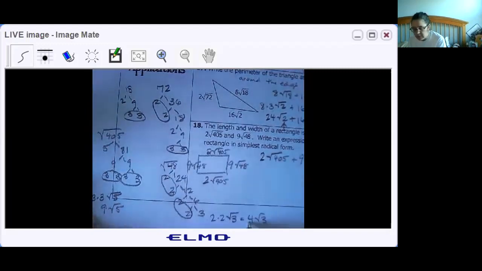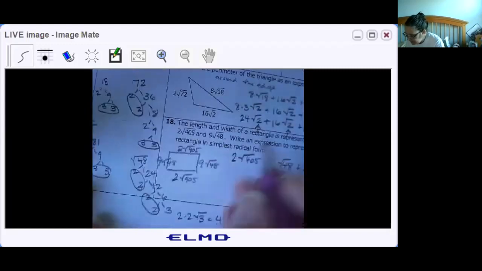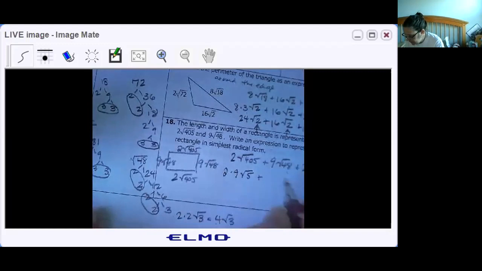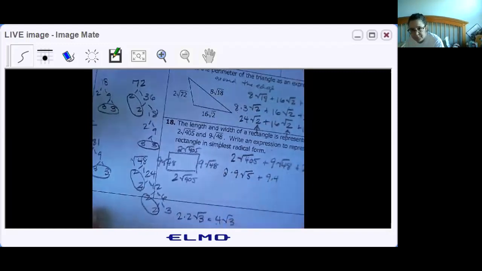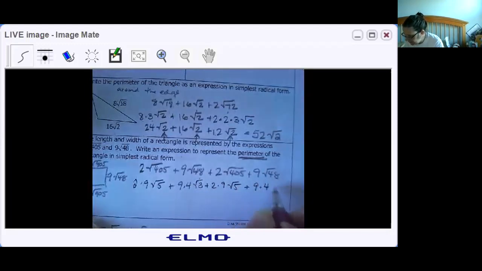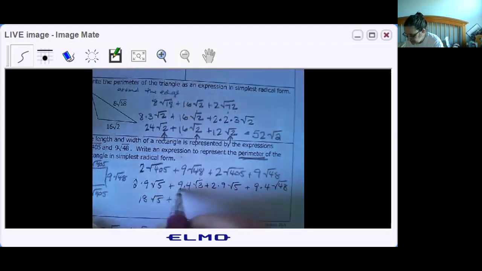Now let's take these two and put them back into our problem. This becomes 2 times 9 times the square root of 5 plus 9 times 4 times the square root of 3 plus 2 times 9 times the square root of 5 plus 9 times 4 times the square root of 3. All right, now we've got 18 times the square root of 5 plus 9 times 4 is 36, 36 times the square root of 3 plus 18 times the square root of 5 plus 36 times the square root of 3.